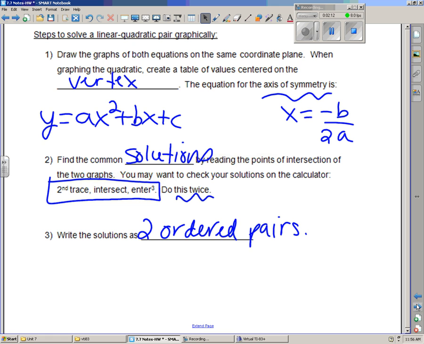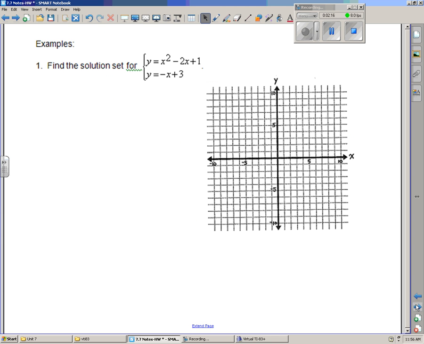Okay, so let's see if we can put this thing into action. The first one, let's graph the line first, y equals negative x plus 3. These are equations, not inequalities. There's no shading anywhere. The line, you begin at 3, down 1 to the right 1, down 1 to the right 1, and there's your line.